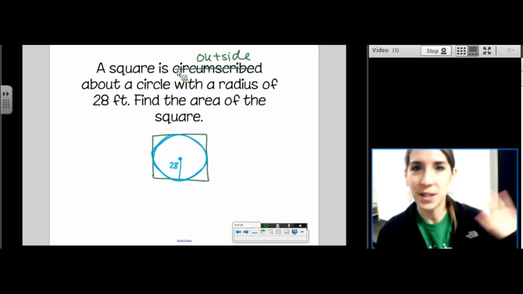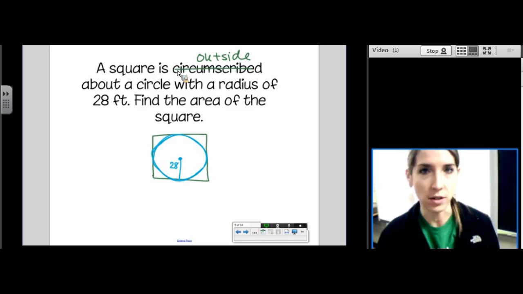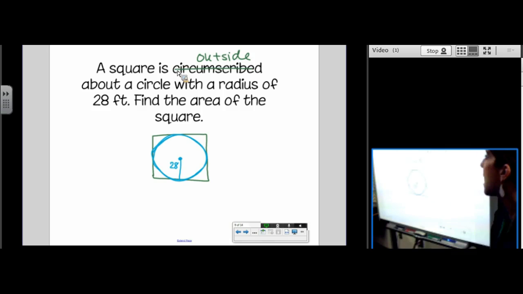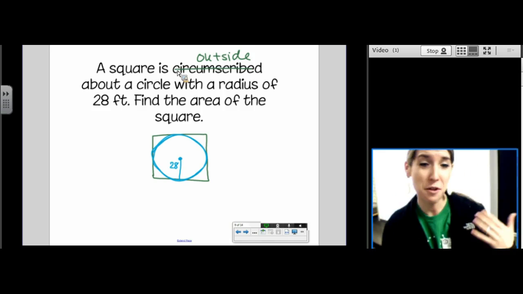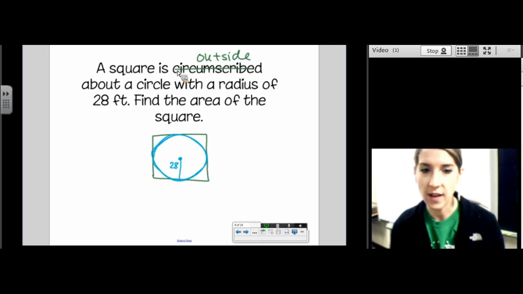Now, when the circle's on the outside, who cares? The radius is the radius, nothing special. But when the circle's on the inside, the radius of the circle is the apothem of the polygon. Find the area of a square. Now it's easy. Once you've drawn the picture and you know that 28 is really the apothem, not the radius, it's very easy to find the area.